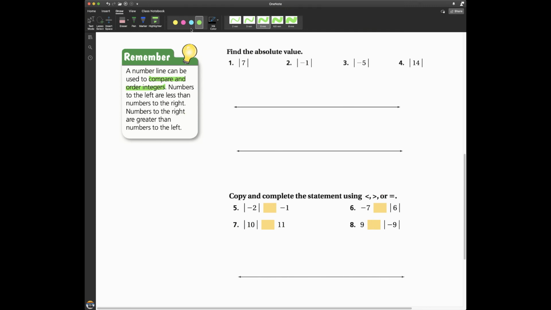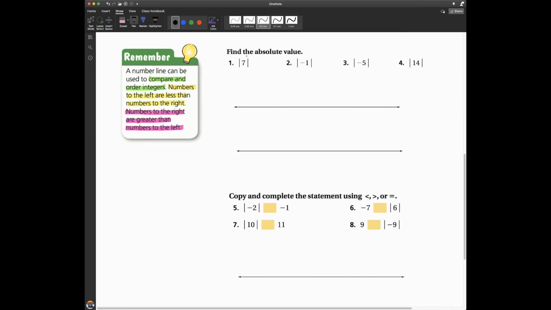Are they equal? Also remember, numbers to the left are always less than numbers to the right on a number line, and we'll see this in our examples. Also, numbers to the right are always greater than numbers to the left, and that kind of makes sense when we think about how numbers are placed on a number line. So with that information, let's look at a problem here. Let's find the absolute value of 7.